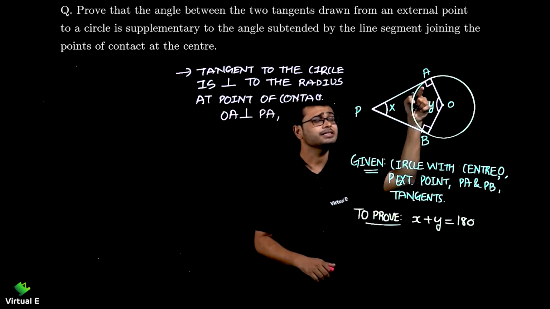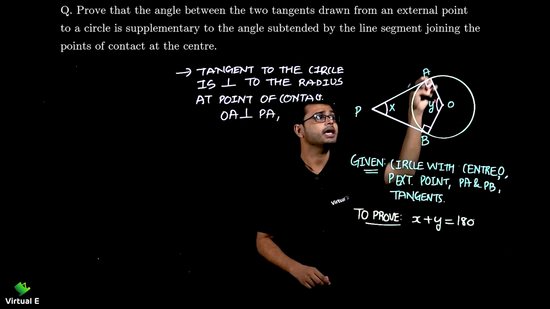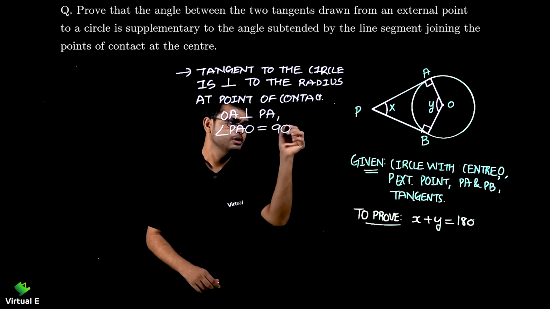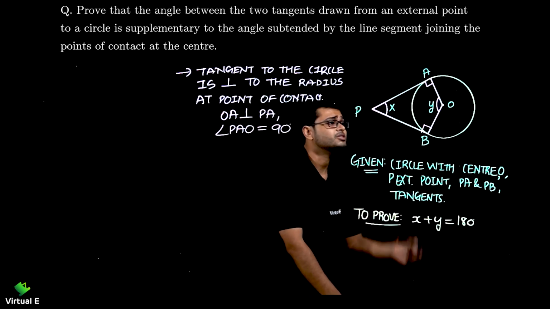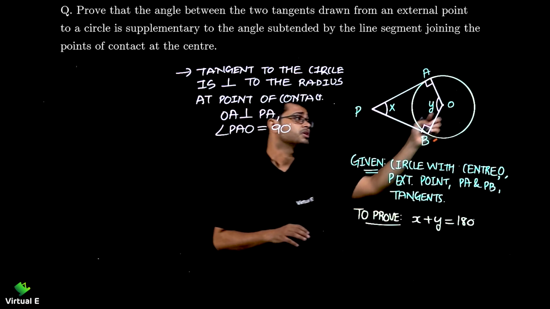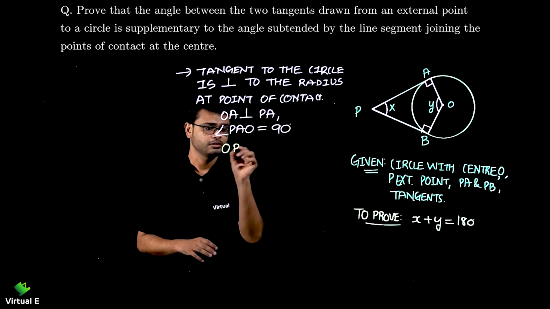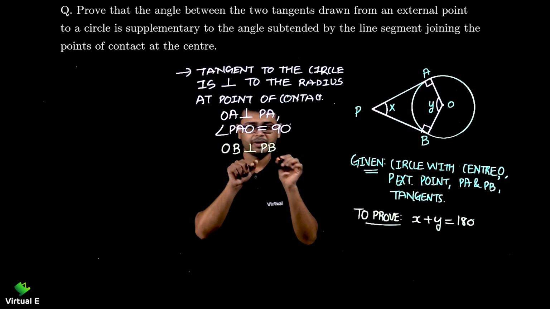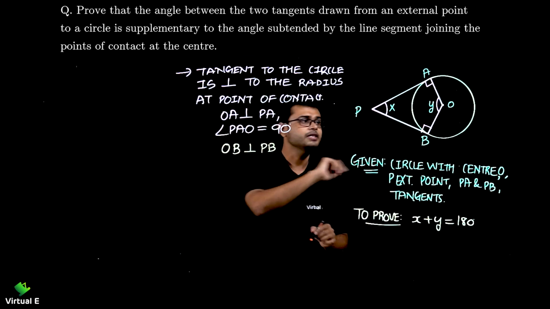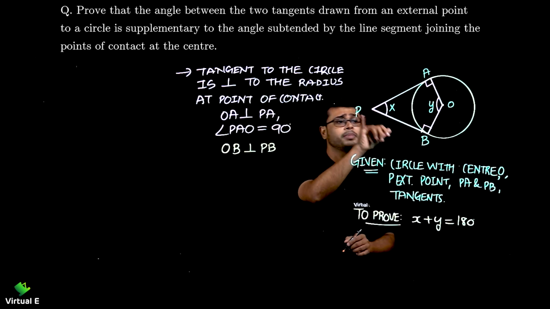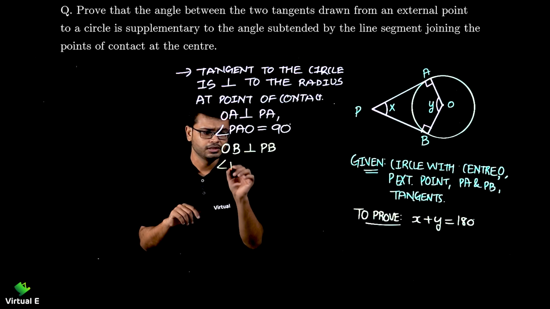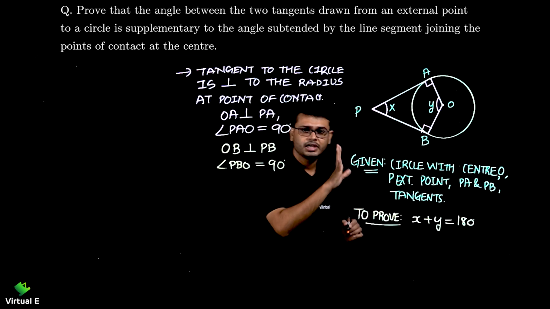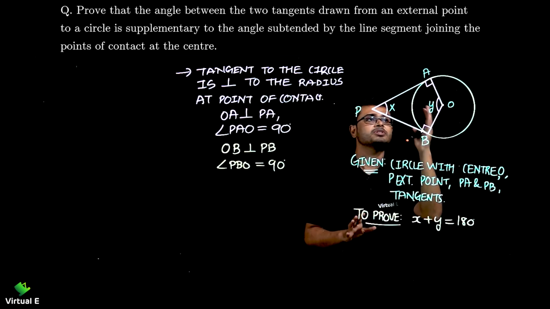Now what can I write? Can I write this angle is 90 degrees? Yes, angle PAO is equal to 90 degrees. Now let's write for this other tangent, OB perpendicular to PB. Radius perpendicular to tangent, and this angle will be 90 degrees. So angle PBO is equal to 90 degrees. Now we know this value is x, this value is y.